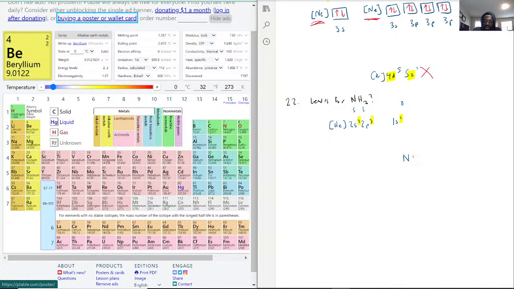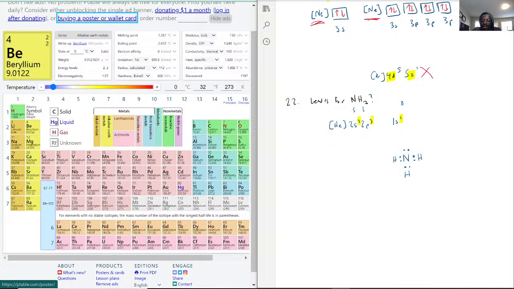So we have nitrogen with those 3 bonds. That's hydrogen, hydrogen, hydrogen, and so far of the 5 electrons nitrogen has, it has only shared 3, so 2 more, and that might be it for NH3.